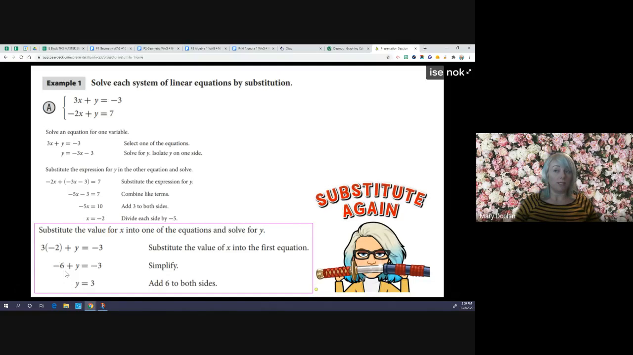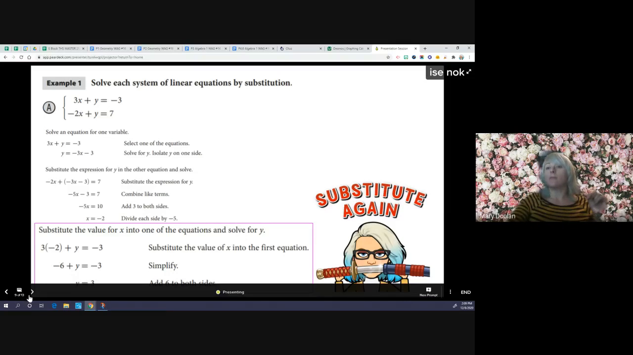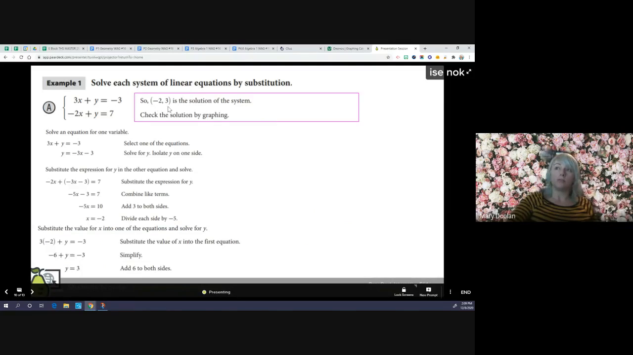Negative 3 plus 6 is 3. And now I know that y equals 3. I know x is negative 2 and y is 3. So that means I know the solution. Negative 2, 3 is the solution. But here's the really cool thing that I'm going to show you today that you're going to like.